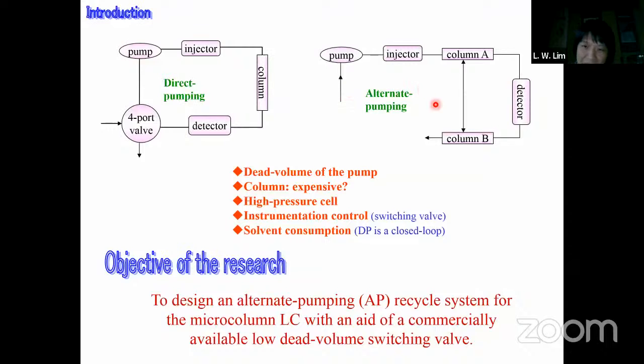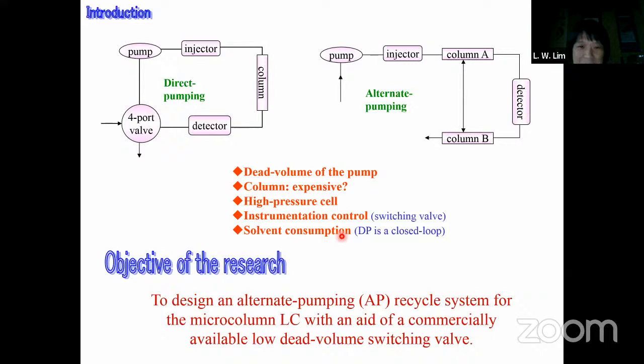Alternate pumping is better, because if the dead volume of the pump is so high, then during the recycle, the sample will be brought again and they will become mixed again. So we can reduce the possibility of the mixing. But another thing is, if you want to add another column, maybe it's so expensive. And if you have two columns connected to the detector, your detector flow cell may experience high pressure. Sometimes when the pressure is too high, your cell can break.